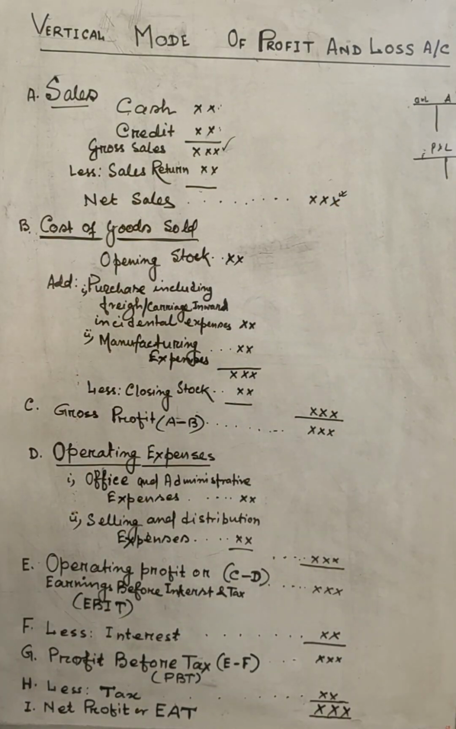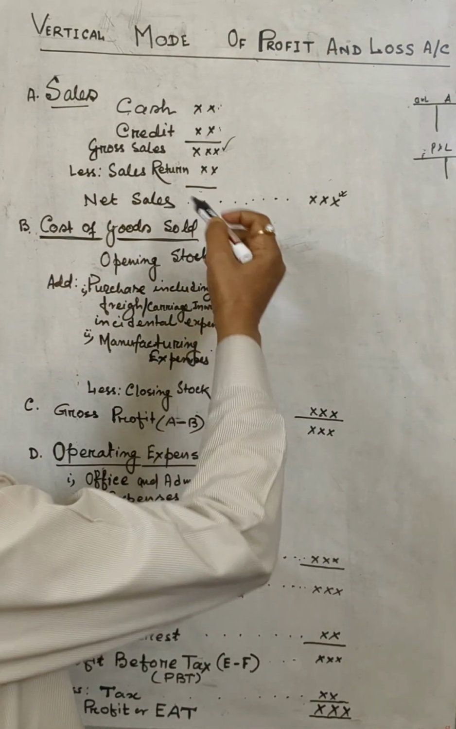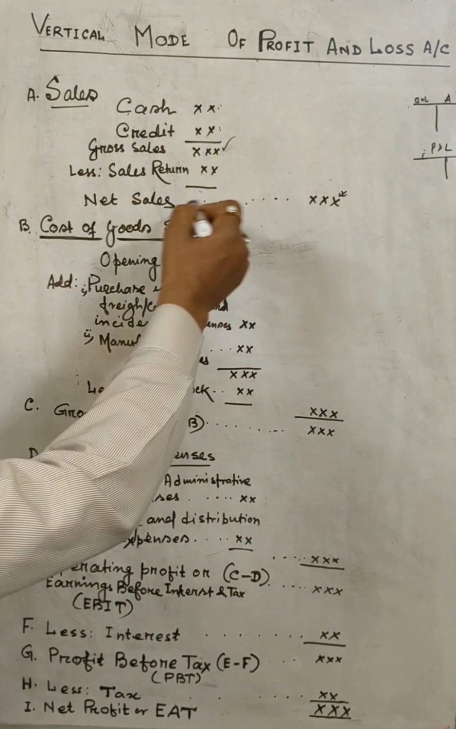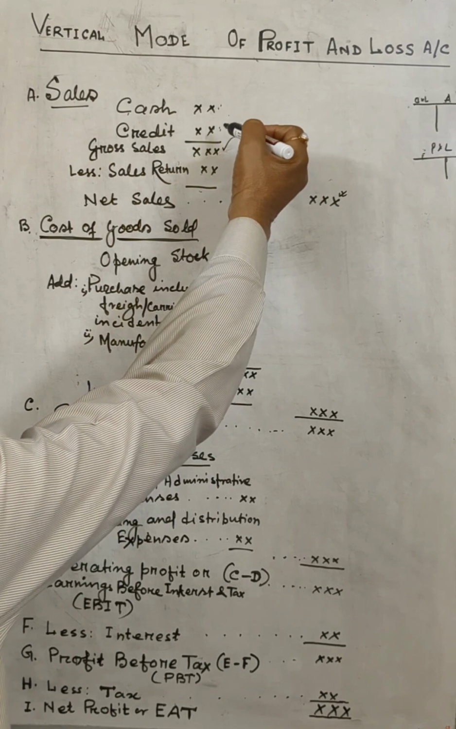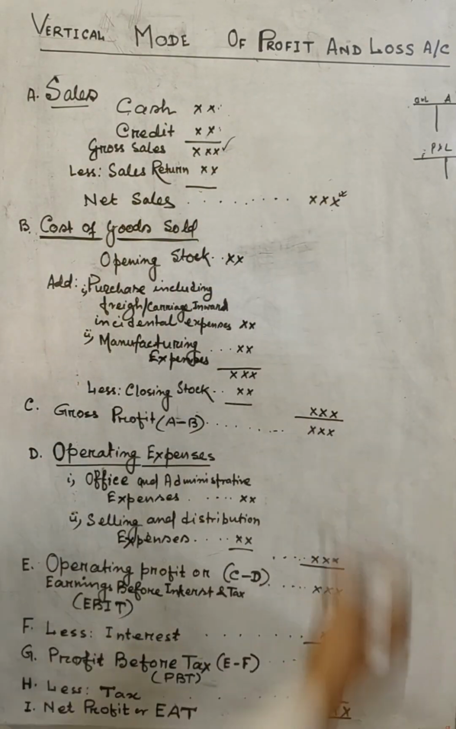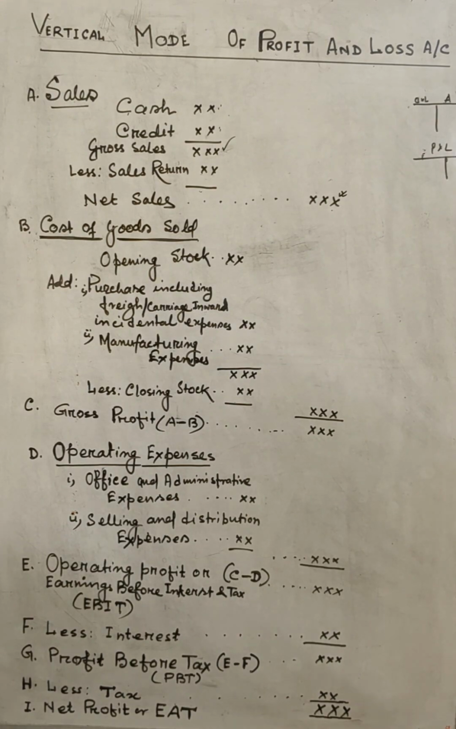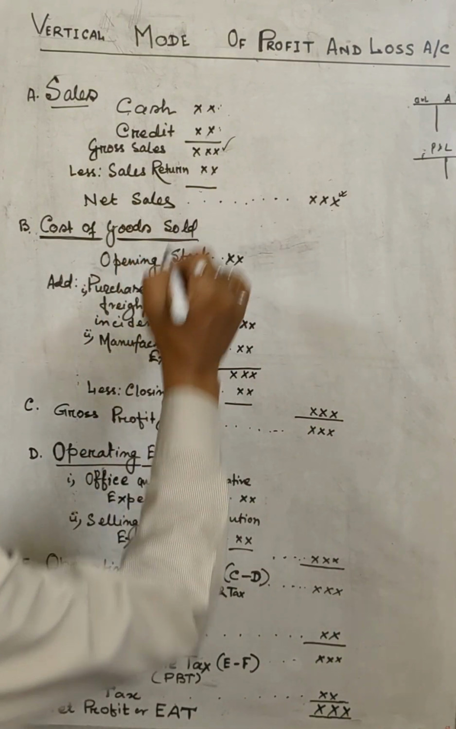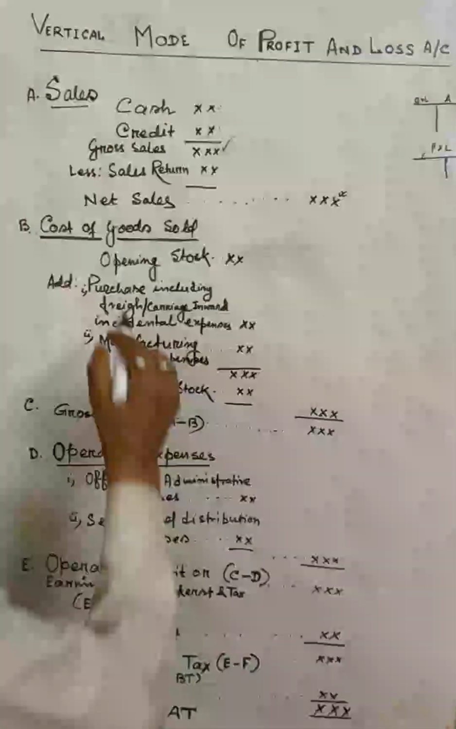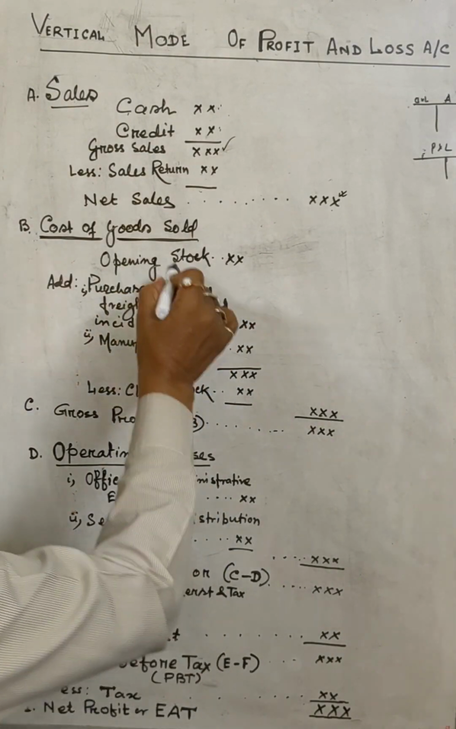This figure is very important for analysis. I will show you that when we calculate the gross profit ratio, net profit ratio, and stock turnover ratio, the sales figure will be used. So how is the sales figure presented here? Cash sales plus credit sales is the gross sales, less sales return is the net sales. The next item is cost of goods sold. It is very important. How do we determine it? I will mention it in your format.